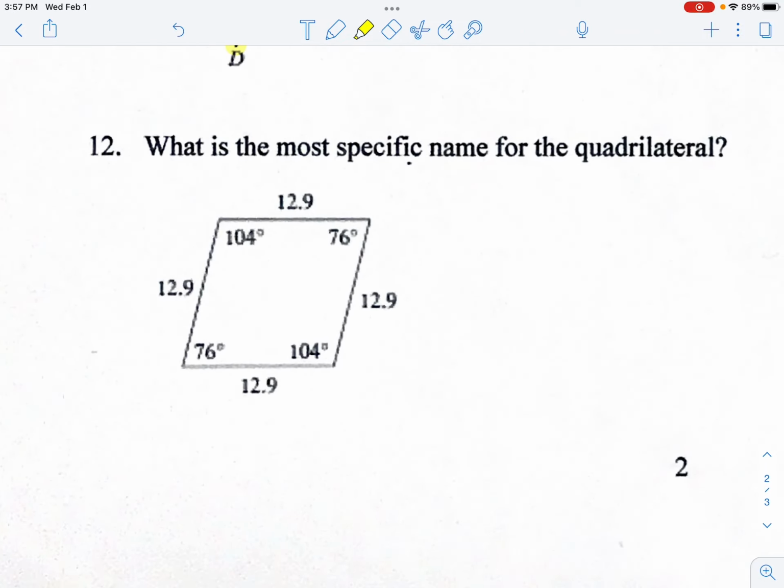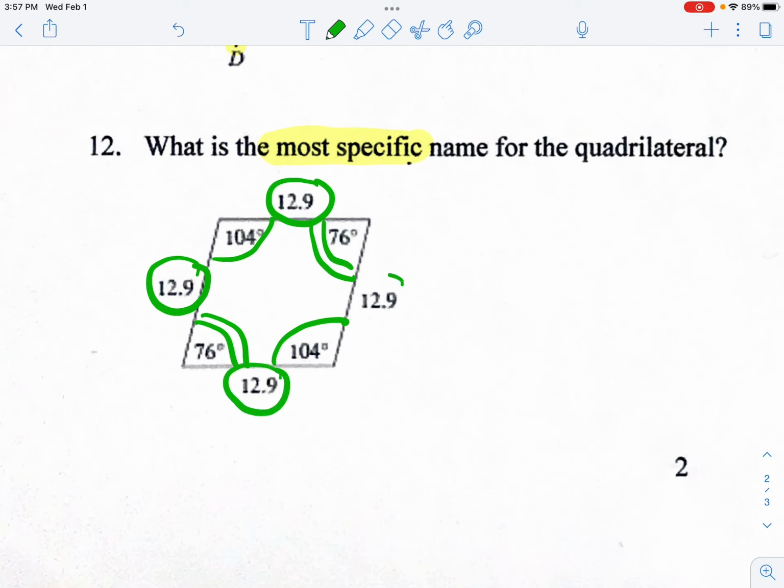Number 12 is the one where your characteristic chart is probably going to come in the most handy because you're asked what is the most specific name. Just don't say, hey, that's a four-sided shape, that's a quadrilateral. I need exactly what it is. So first of all, I can see that it's definitely not a kite, it's not a trapezoid, and it's not a square or rectangle because my angles are all not 90 degrees. I do see that this is equal to this, and this is equal to this. So it's at least a parallelogram. But also notice how all four sides are the same. And since all four sides are the same, this has to be a rhombus. So please look at your sheet. That's going to be most helpful for that one.